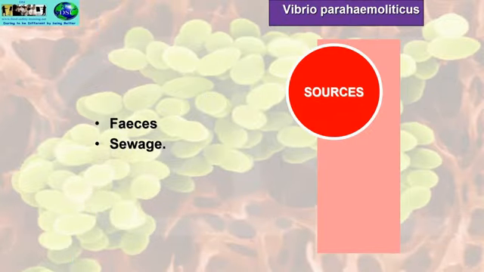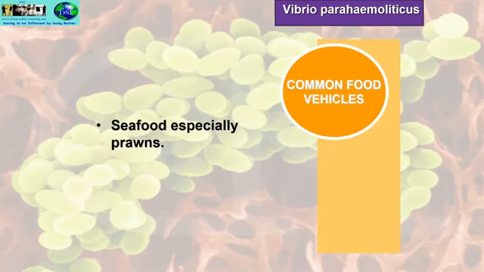Sources include feces and sewage. Sewage is feces. Common food vehicles, seafood, especially prawns, or even prawns that are harvested from dirty waters or infected waters. Also things like shellfish, mussels, clams, or any other bivalves. If they grow in any contaminated water or in estuaries where the rivers come out from large cities, you will find that that's going to be heavily contaminated with sewage.